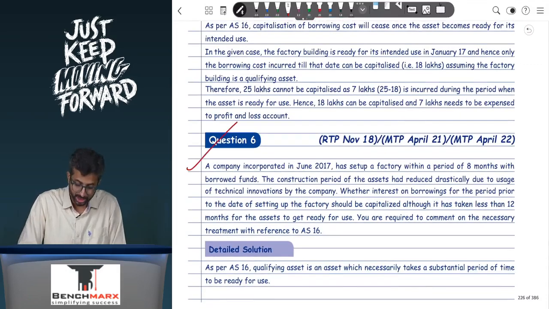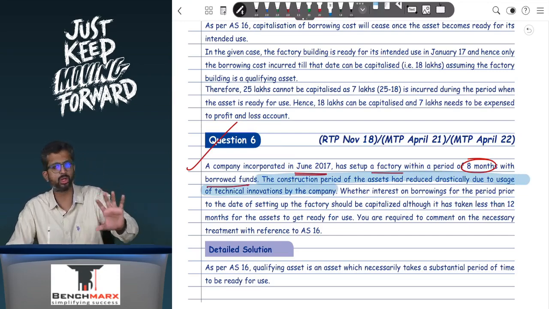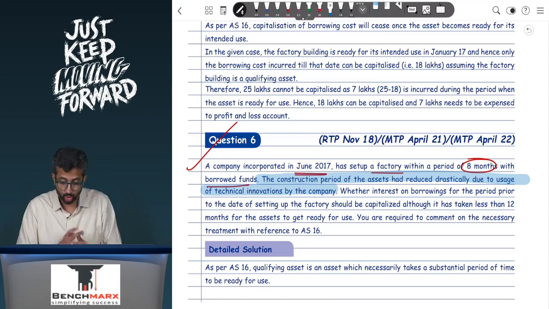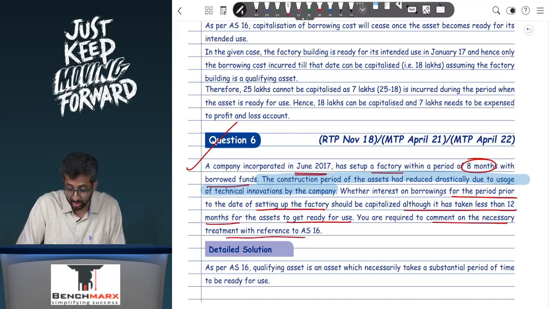Okay, then you have question number 6. A company is incorporated in June 17, has set up a factory within a period of 8 months with borrowed funds. The construction period has reduced drastically due to usage of technical innovations by the company. So, you are specifically told it happened in 8 months, however, that is due to technical innovations or double shifts used by the company. Whether interest on the borrowings for the period prior to the setting up of the factory should be capitalized. So, during that construction period, should it be capitalized? Although it has taken less than 12 months for the asset to get ready for use, you are required to comment on the necessary treatment with reference to AS 16.